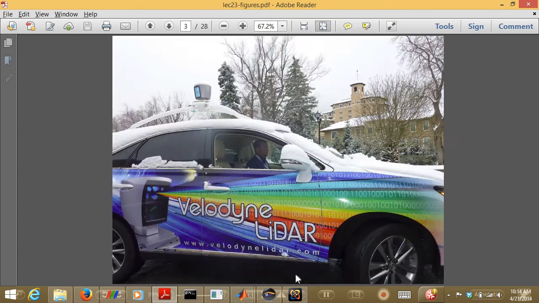You're also probably familiar with the DARPA Grand Challenge, self-driving cars, also the Google cars, which also have laser scanners on them that operate on the same principles. This is a Velodyne scanner. Basically, there's this laser scanner on the top of this car that is spinning around very rapidly and acquiring 3D points.